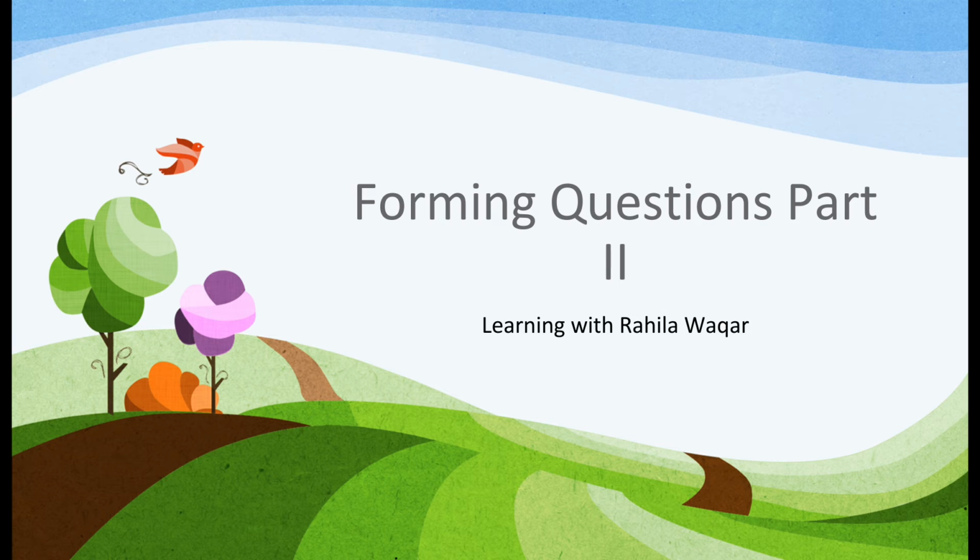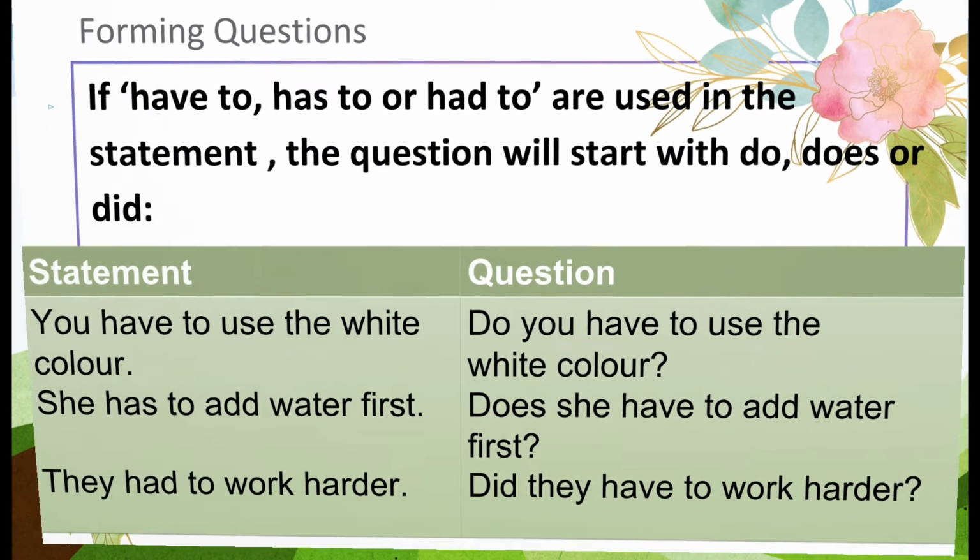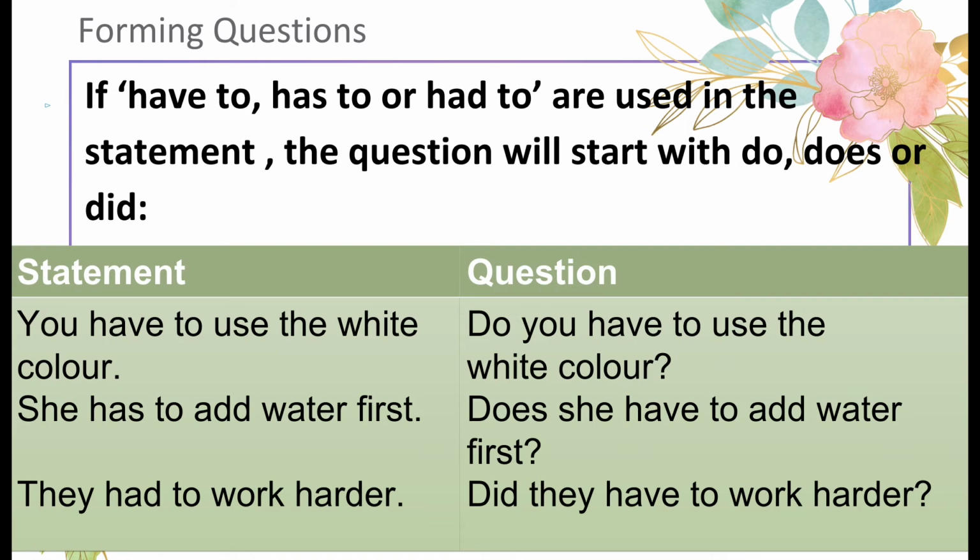In the first part we learned about inversion. In order to form questions, this is the second principle or the rule of forming questions. If have to, has to or had to are used in the statement, the question will start with do, does or did respectively. Let's look at examples.